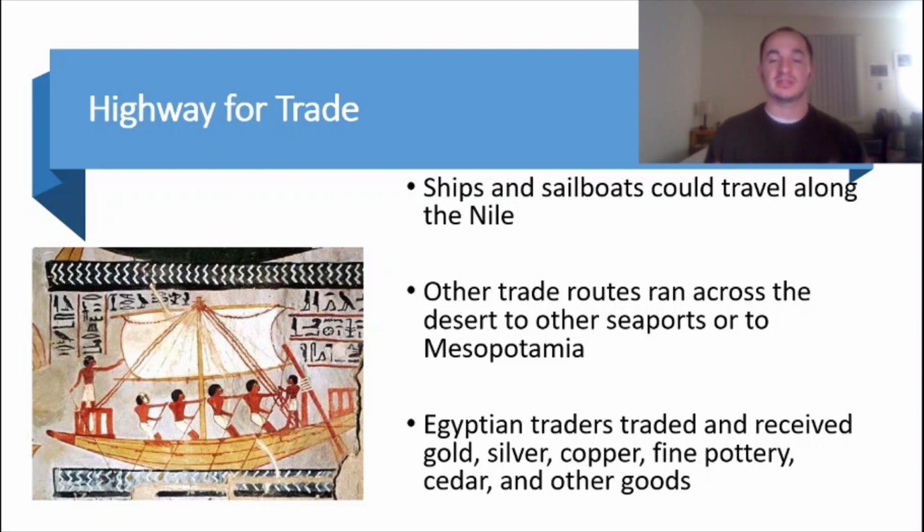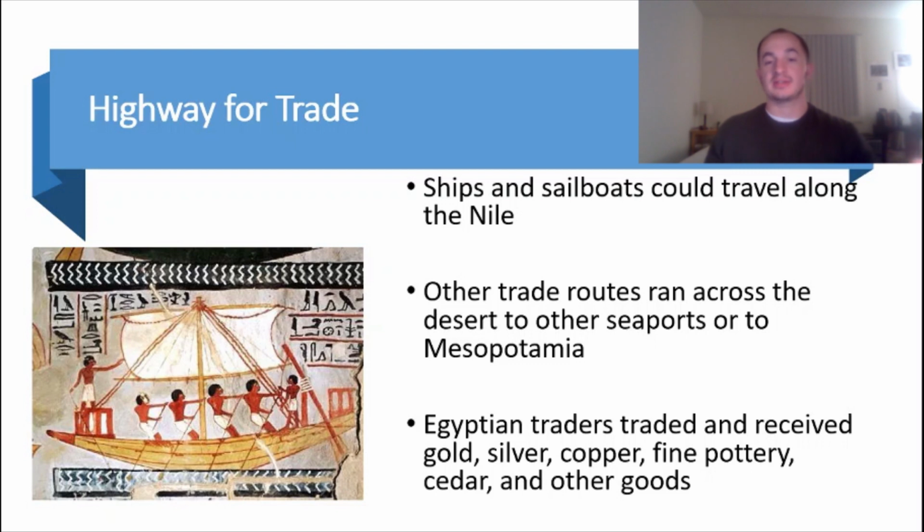But if you put a sail on the boat, you could then use that sail and some manpower in order to go upstream along the Nile to places a little bit further inland, away from the ports along the Mediterranean Sea, in order to trade with people there. So the Nile River connected people from the Mediterranean Sea up along the river.